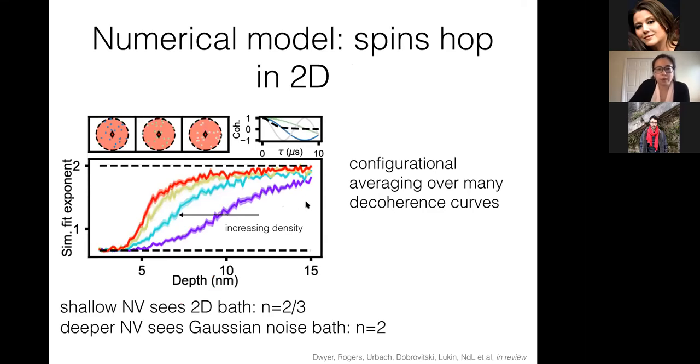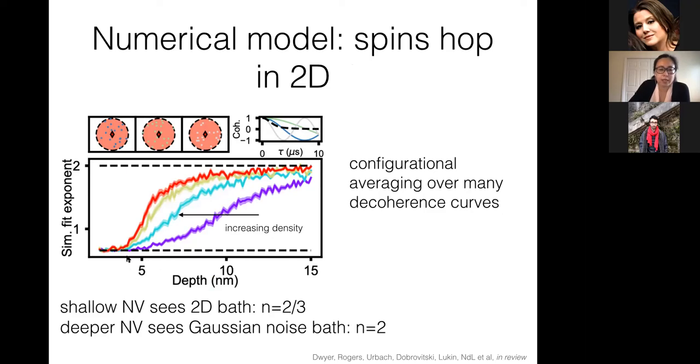Okay, so now with this model that these spins are hopping around, we can now just do numerical simulations of what you expect in terms of the coherent signal at the NV center. And what we find is that, for particular configurations, you just have this cosine decay. But then as you average many of these things together, you end up with this stretched exponent decay.